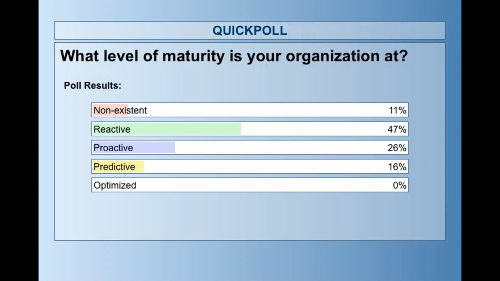But 0% is optimized. And for you guys in the audience, I appreciate you being candid about it and not going, "Oh, we're totally optimized. We're awesome at my company." We're just trying to figure out where you're at so we can tailor the conversation to where each of you is at.